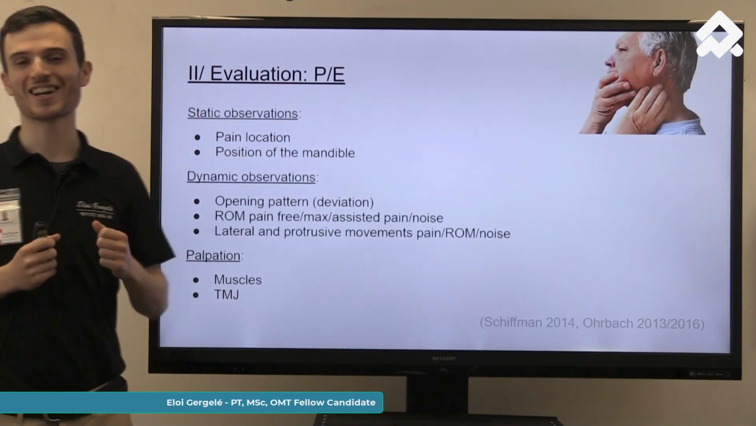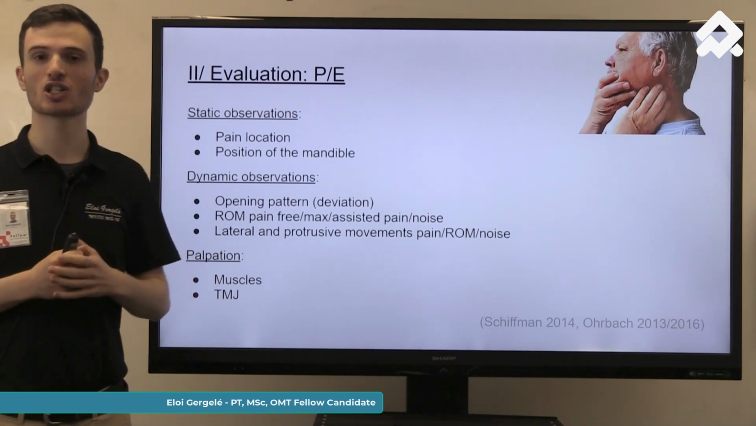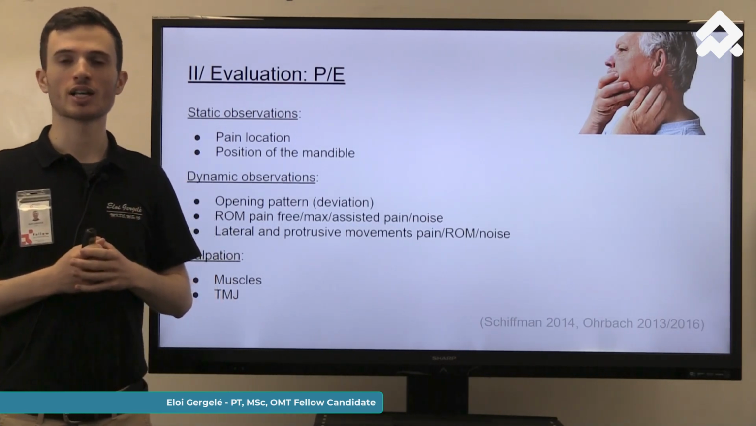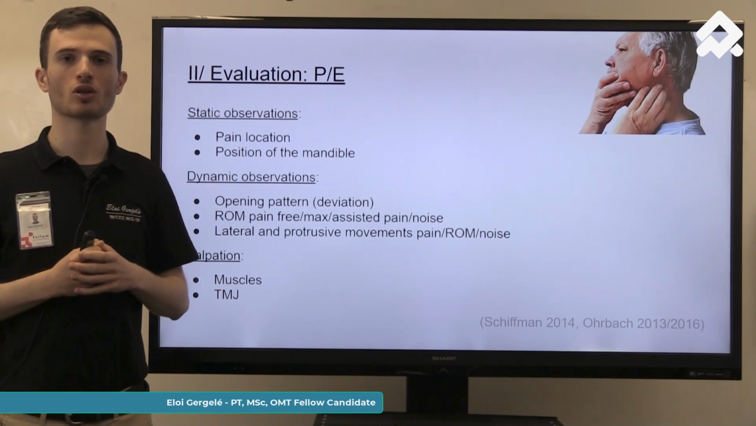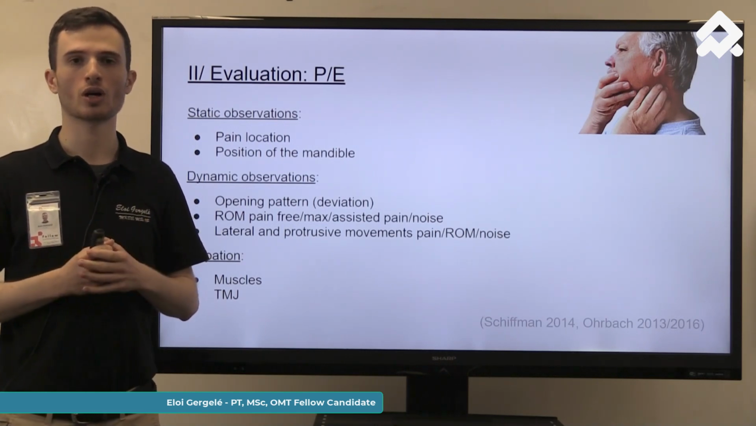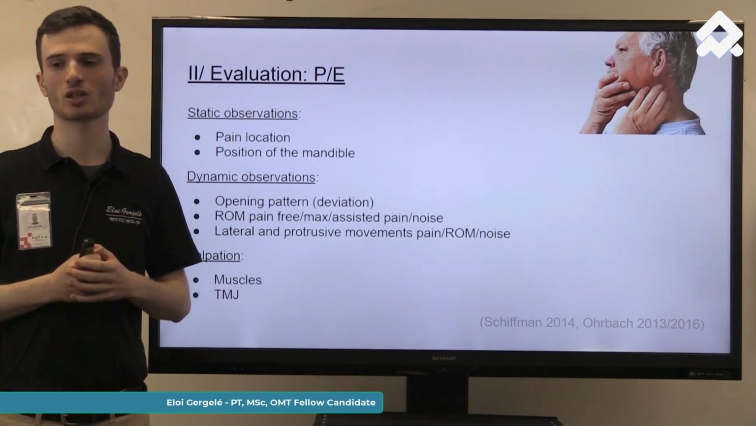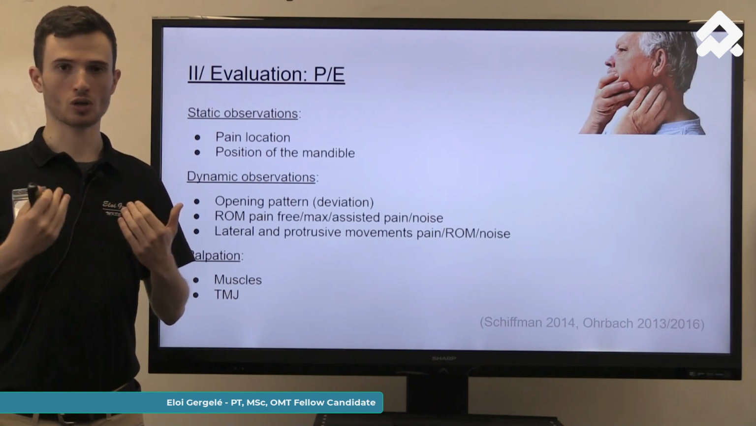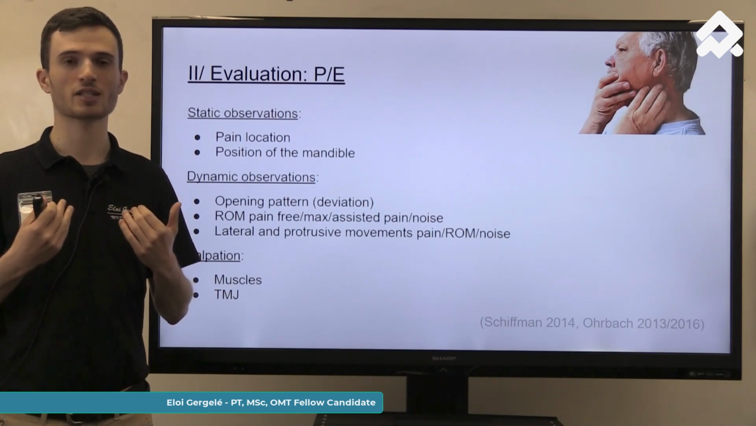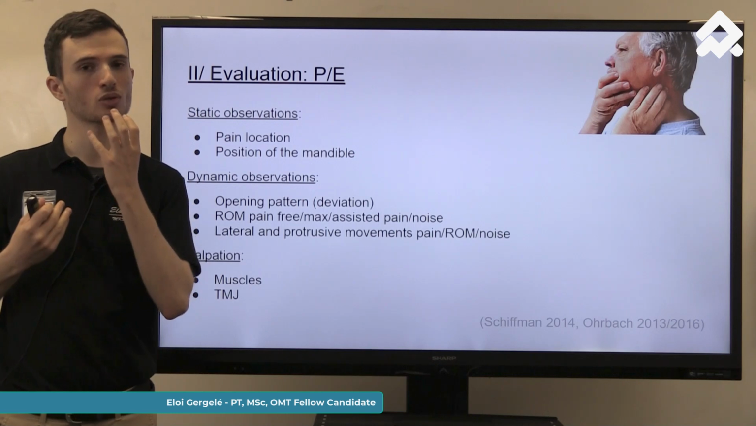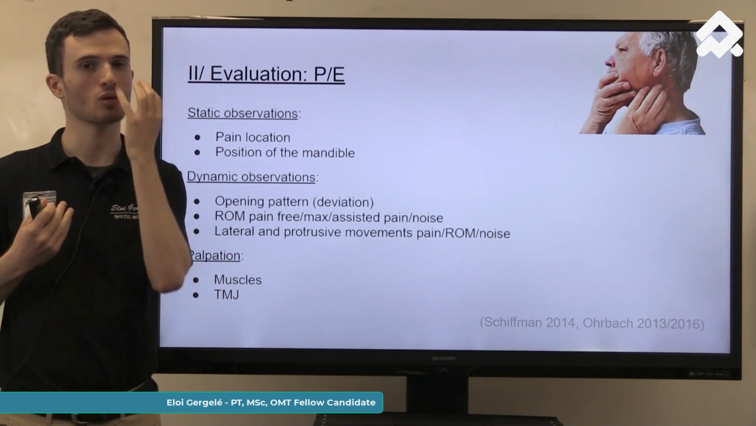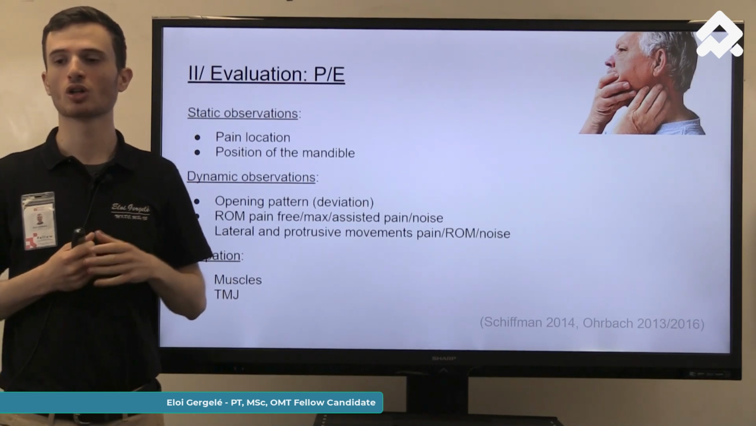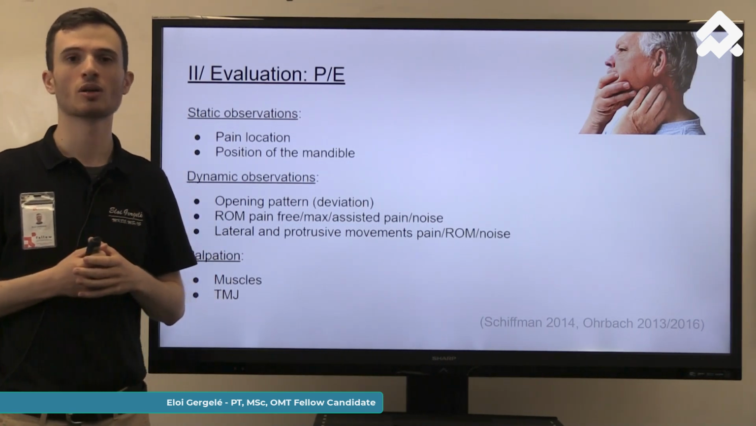So now let's see the physical examination, which is pretty standard. We are going to begin with a static observation in order to confirm the pain location with the patient. Then we are going to look at the global posture, and especially the mandible posture compared to the maxillar part. Then we are going to do dynamic observations.